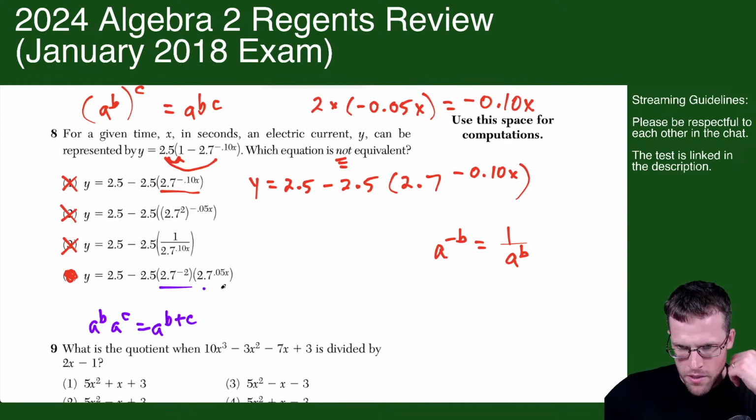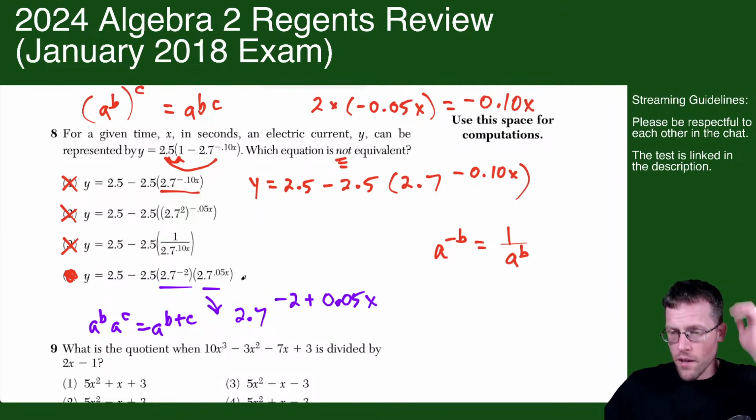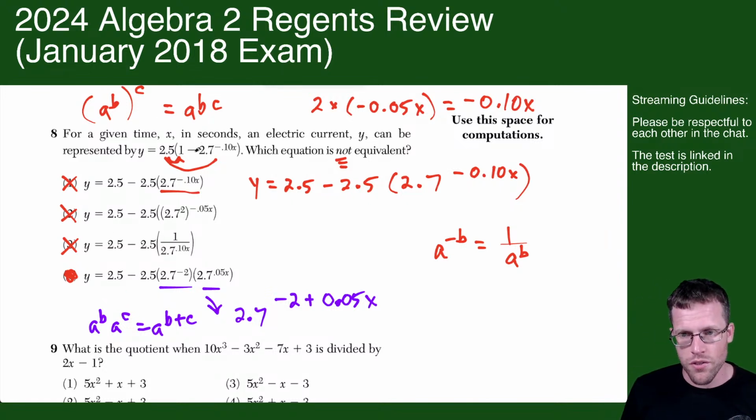So when we multiply this by this, we should get 2.7 to the negative 2 plus 0.05x. And that does not turn into this. Okay, if we multiplied them, then yes, but wrong property. Okay, but you could also just graph this, and they won't match.